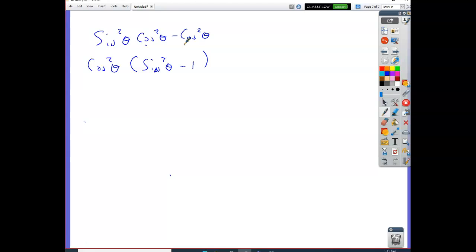In this case, that wouldn't apply. But there's a one over there, isn't there? Yeah. What can I make that one? Sine squared plus cosine squared. I could do that, couldn't I? Now, we're just playing around right now. So if you're like, okay, just relax. We're playing around.